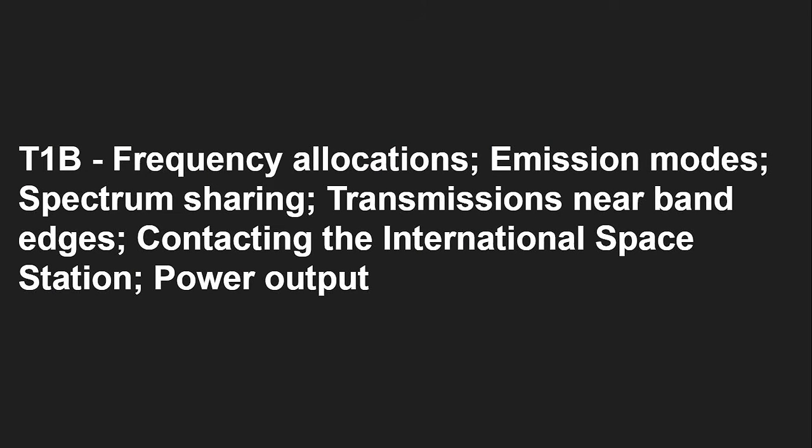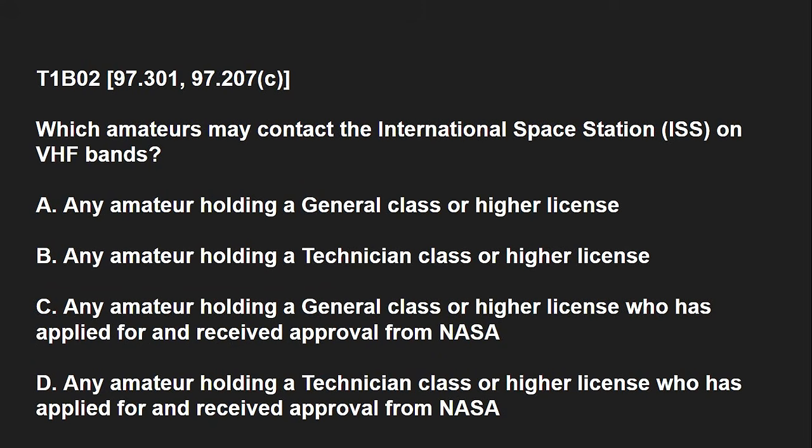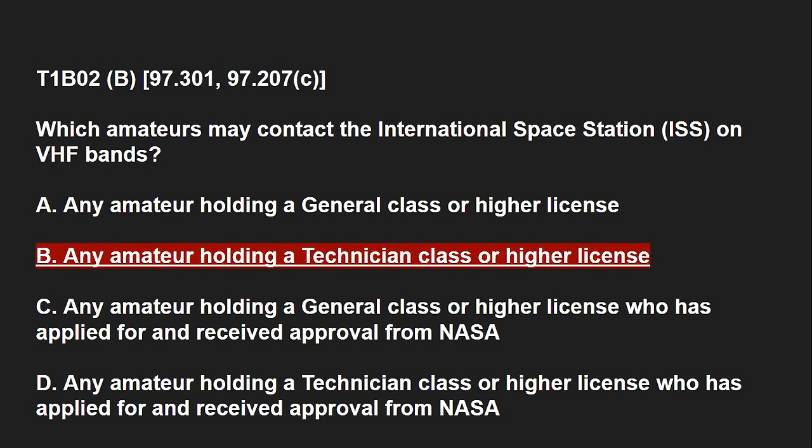T1B covers frequency allocations, emission modes, spectrum sharing, transmissions near band edges, contacting the International Space Station, and power output. T1B01, which of the following frequency ranges are available for phone operations by technician licensees? That answer is 28.300 MHz to 28.500 MHz. T1B02, which amateurs may contact the space station on VHF bands? Answer is any amateur holding a technician class or higher license.